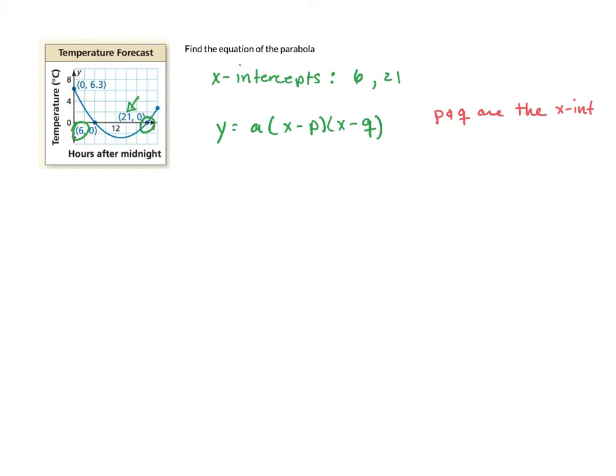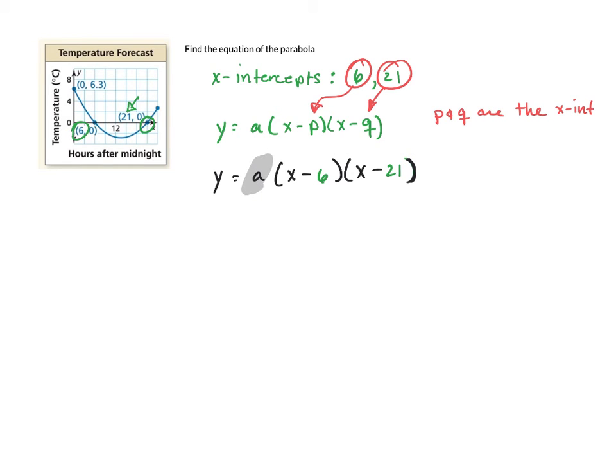which means we can use direct substitution. Where there's a p, we can plug in the 6, and for the q, we'll substitute in the 21. So our equation begins to look like this: y equals a, x minus, here comes that substitution, 6, times x minus, here comes the other substitution, 21. Now, the only thing we need to find out, again, just like in the previous problem, is a.